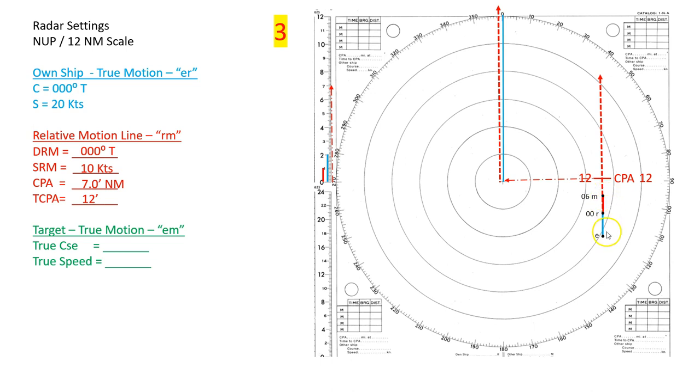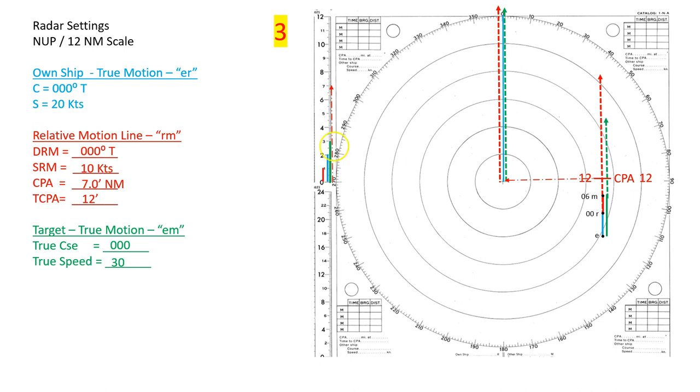EM is them, so E to M, that is the direction. They are going 000, and their true speed is going to be the magnitude of that times 10. So I measure this distance, I bring it over here to my scale. And it looks to me like that green line is about 3 miles in 6 minutes. So if I multiply that by 10, it gives me a true speed of 30.